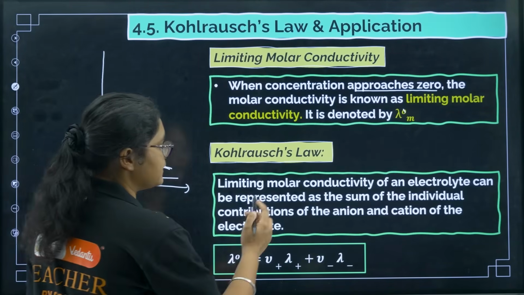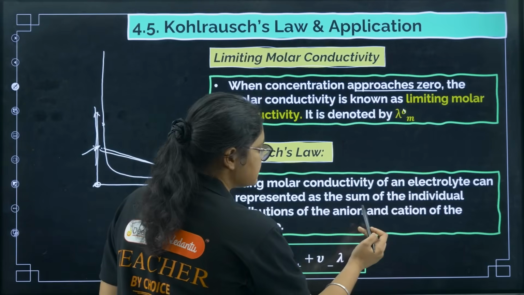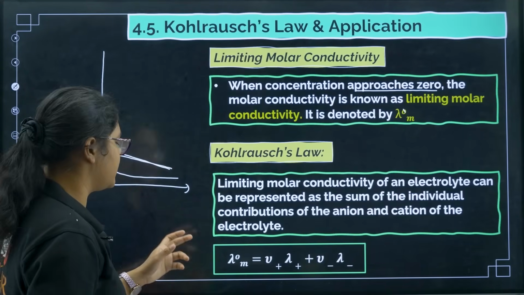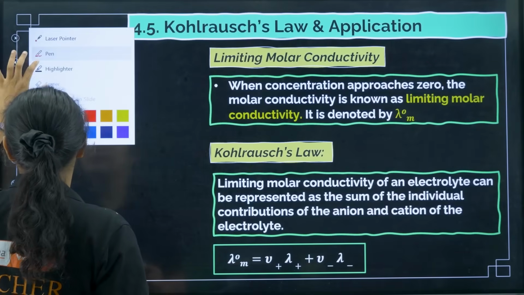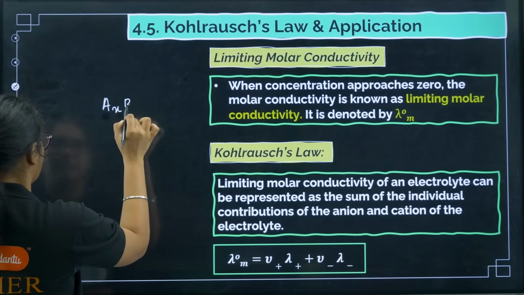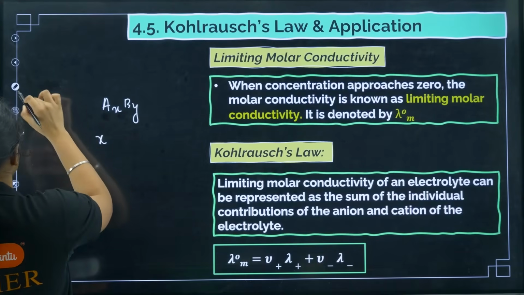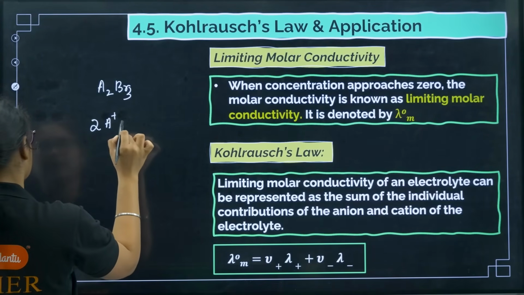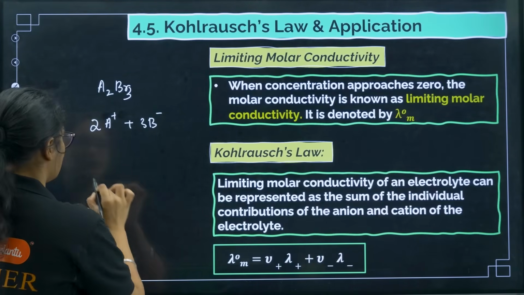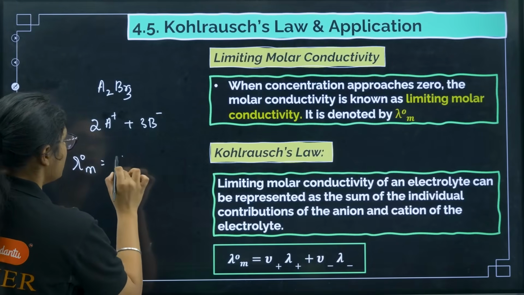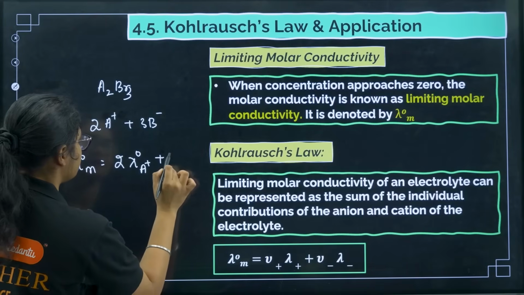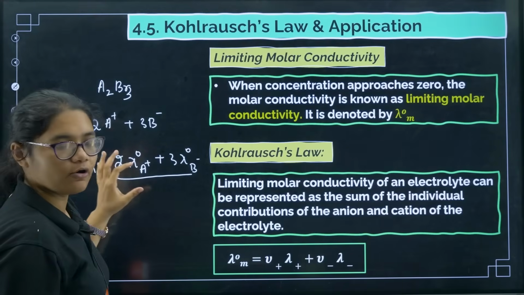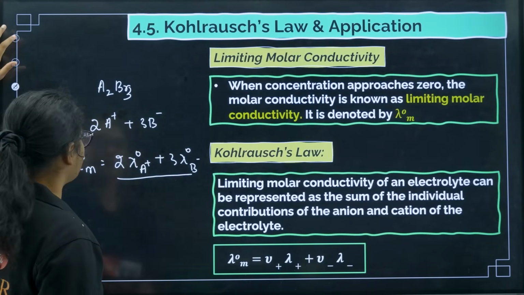Kohlrausch's law tells us that the limiting molar conductivity of an electrolyte can be represented as the sum of the individual contributions of the anions and cations of the electrolyte. Suppose I have an electrolyte like this, AxBy. Let me take numbers for easy calculation. If I have A2B3, then I have 2A plus and 3B minus. So the total conductivity will be equal to 2 times the conductivity of A plus and 3 times the conductivity of B minus, right? That is the molar conductivity of an electrolyte. Clear? This is given by Kohlrausch's law.